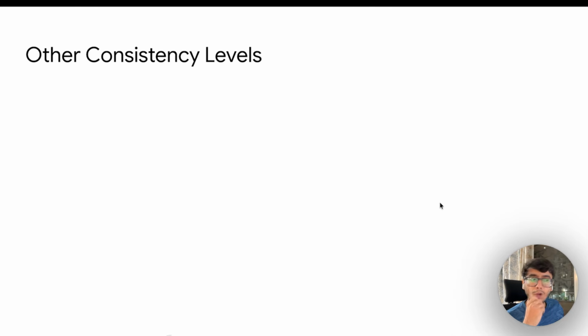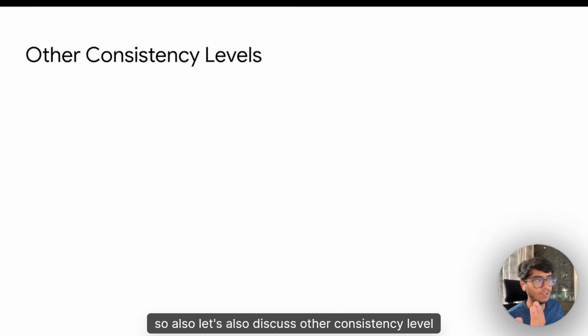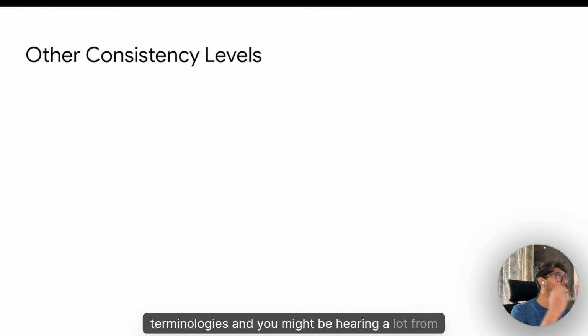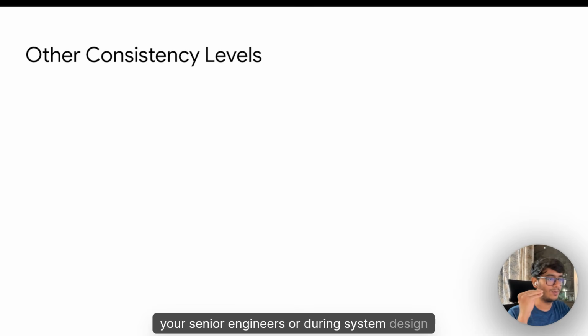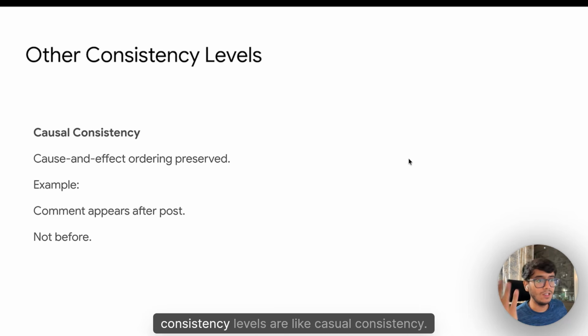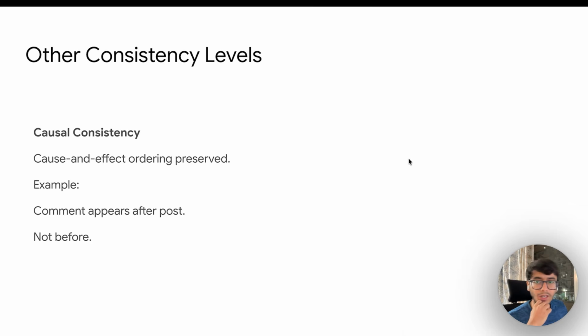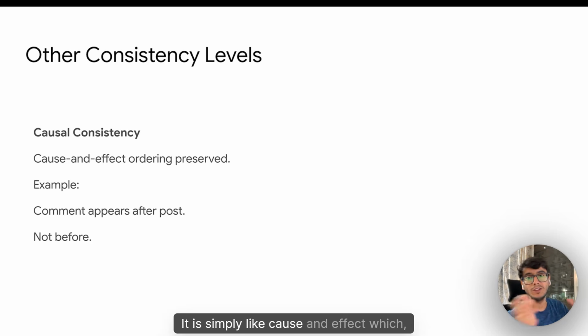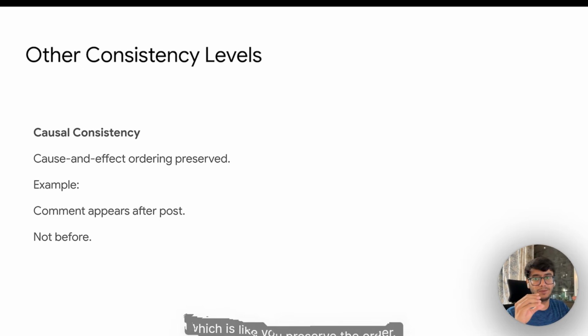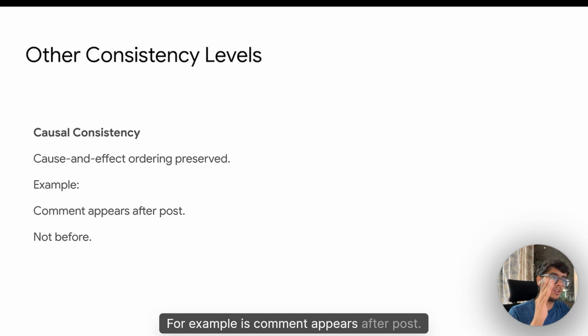Okay. So let's also discuss other consistency levels other than strong consistency and eventual consistency. These two are very important terminologies, and you might be hearing them a lot from your senior engineers or during system design discussions in your team. Some other consistency levels are like causal consistency. It is simply cause and effect, where you preserve the order. For example, a comment appears after the post.